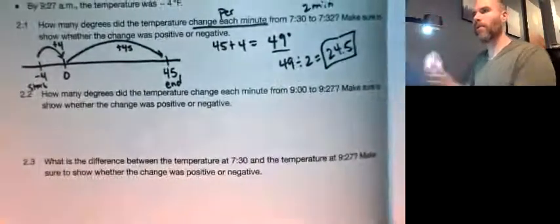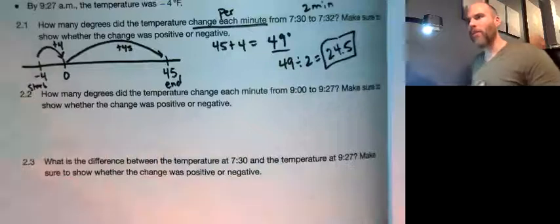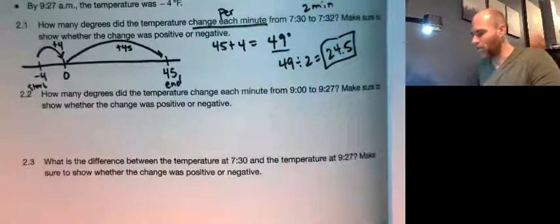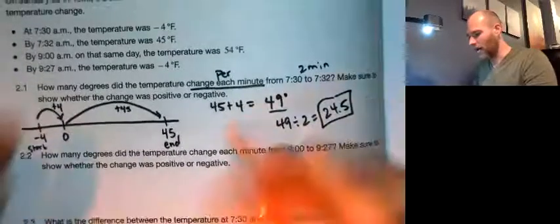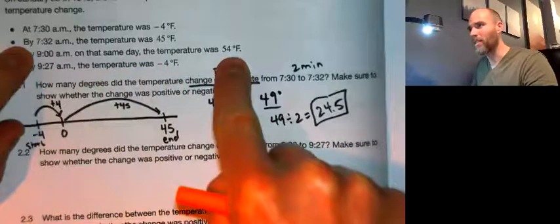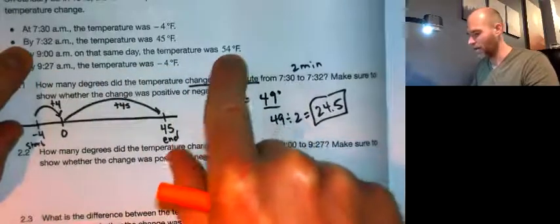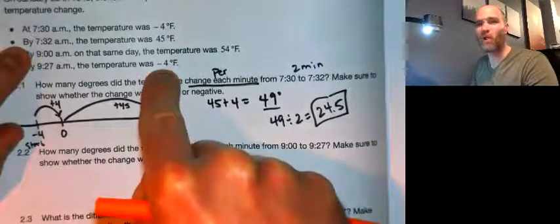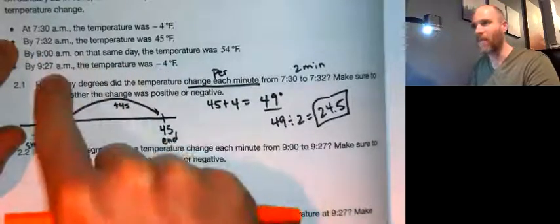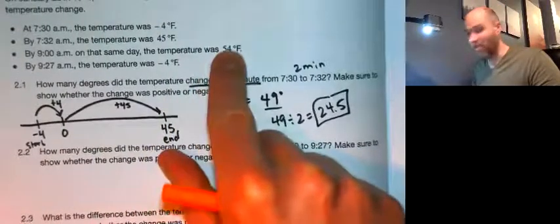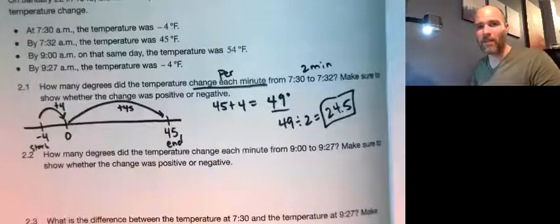All right, and so the next one says, how many degrees did the temperature change each minute from 9 o'clock to 9:27? Make sure to show whether the change was positive or negative. All right, let's go back up to the information. 9 to 9:27. It looks like at 9, the temperature was 54 degrees. And then at 9:27, it was all the way back down to -4. So in the course of 27 minutes, the temperature went down a lot. We have to figure that out first, right? But from 54 to -4 in 27 minutes?